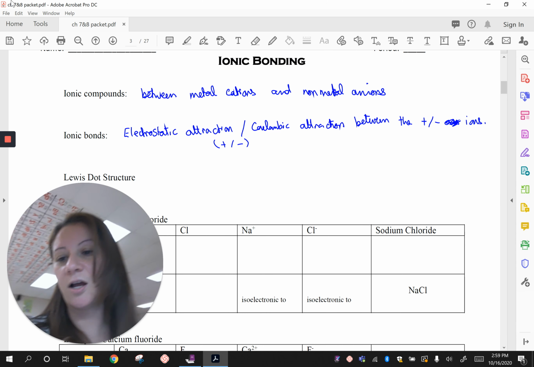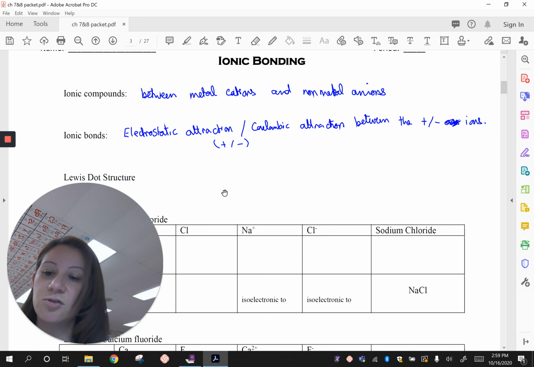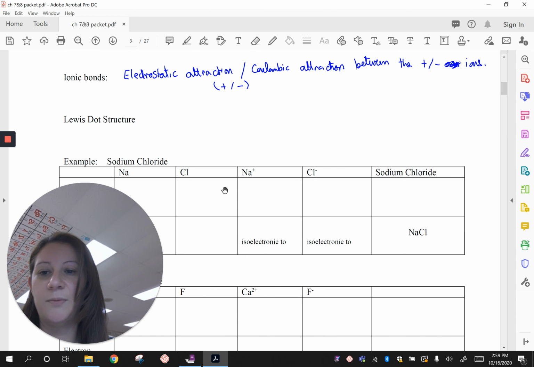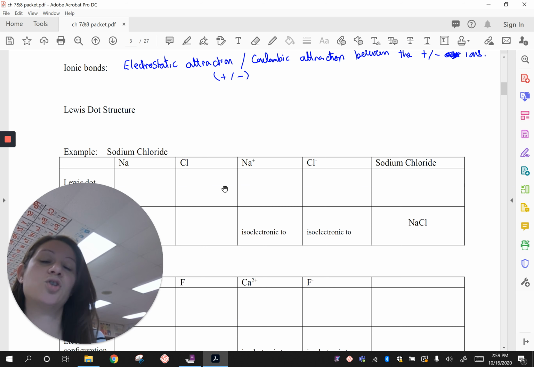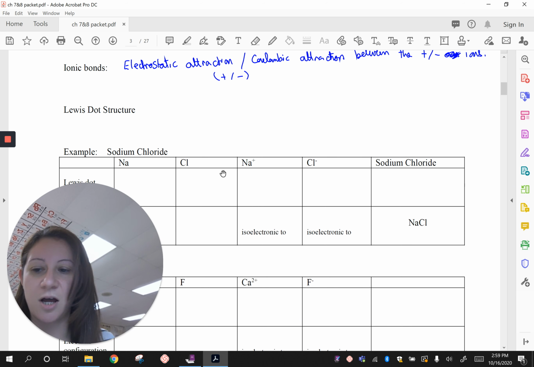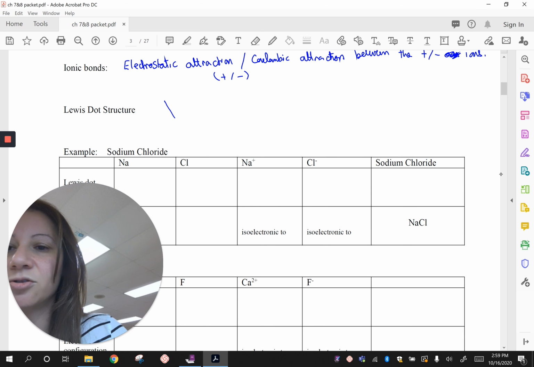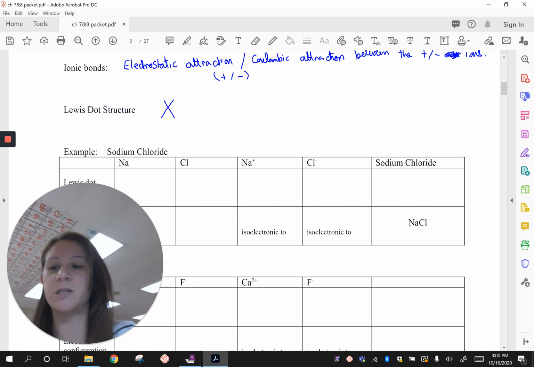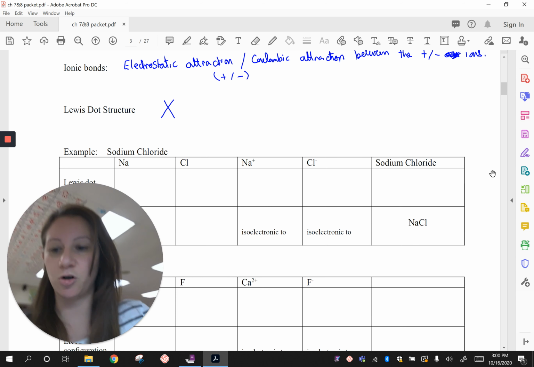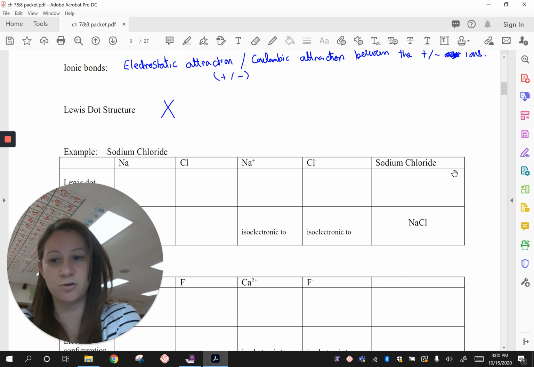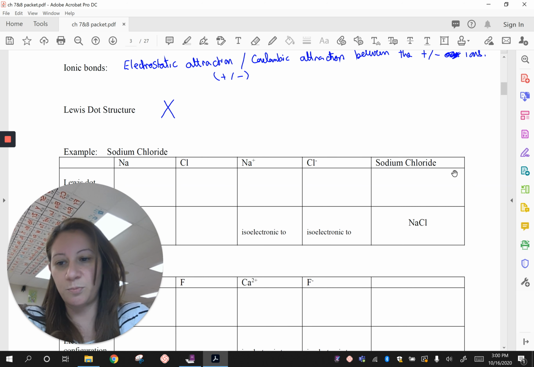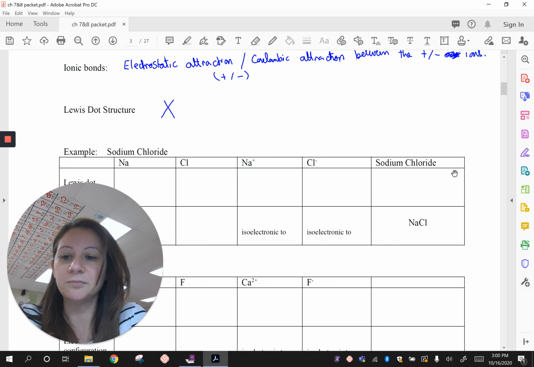Okay, so we're going to use a variety of different things. We're going to use Lewis dot structures. We're also going to use electron configurations to show how metals and nonmetals bond together. So just a quick review of Lewis dot structures. Lewis dot structures are used to represent valence electrons. And the maximum number of valence electrons, as we saw from last chapter, is 8 valence electrons, right? The s's and the p's would be your valence sublevels.